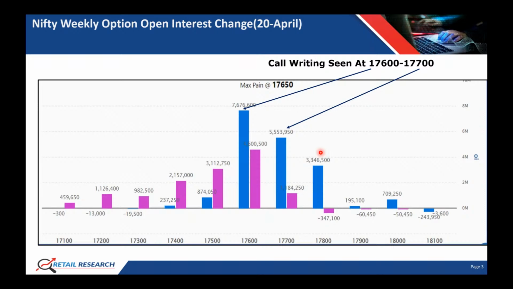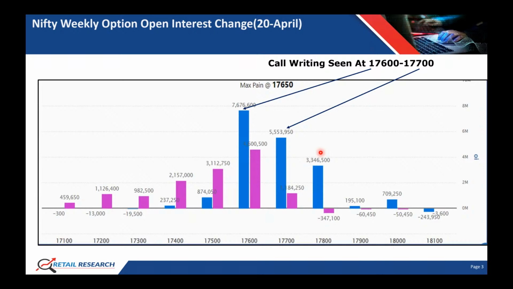Now, maximum pain means if Nifty were to expire at 17,650 levels, the maximum amount of call buyers will lose money because that's where the maximum amount of premium is available. And option writers would like to pocket that premium. So that is the terminology. That means if you are an option seller, you would hope that the Nifty were to expire at 17,650 level so that you can pocket the maximum amount of gain by selling options.